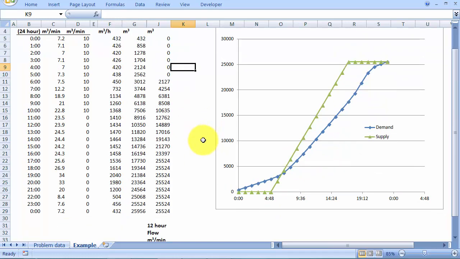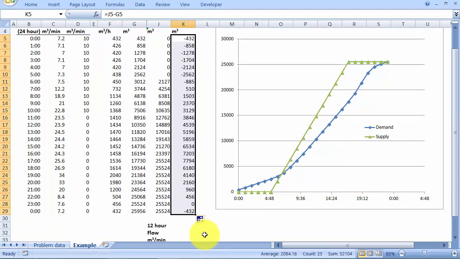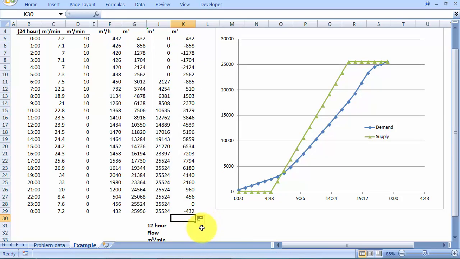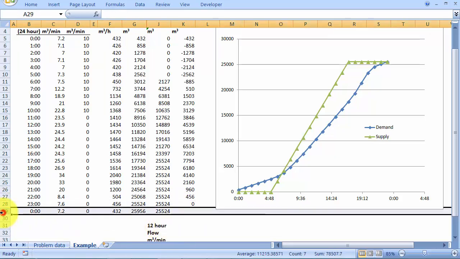As we had done in the past, we can determine the difference between these supplies, and this difference is also going to be meters cubed. So the difference between our cumulative supply and our cumulative demand will appear as shown. So again, we're only really interested until the end of the 24-hour period, not counting this first hour of the next day.